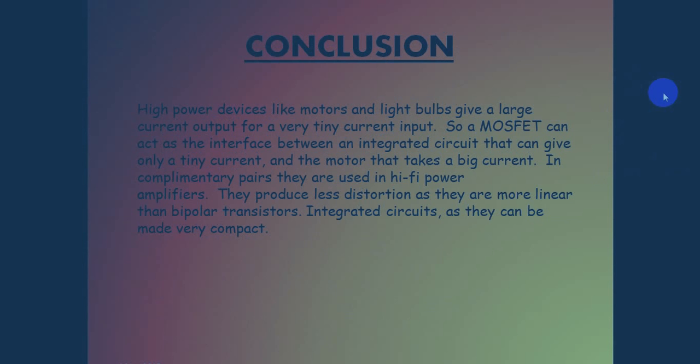Now coming to the conclusion, MOSFETs, as we all know, form the primary building block of CMOS digital circuit logic. Along with that, they also act as an interface between an integrated circuit that can give only a tiny current and a motor that takes a big amount of current. They also act as a complementary pair in hi-fi power amplifiers, producing less distortion, and therefore integrated circuits can be made more compact in our day-to-day life with the help of the MOSFETs that we use.